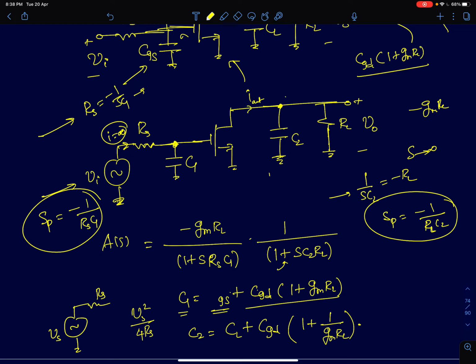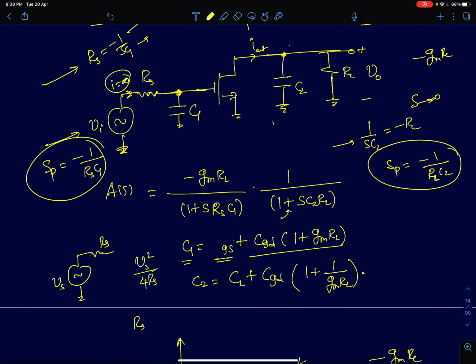So now we know there are two capacitors, and we said at max we can have 2 poles and 2 zeros. We saw the locations for both the zeros at infinity, and the pole locations were also found. So the transfer function reduces to something like this: you will have 1 plus s Rs C1 into 1 plus s C2 RL. The plus sign indicates they both are left half plane poles.